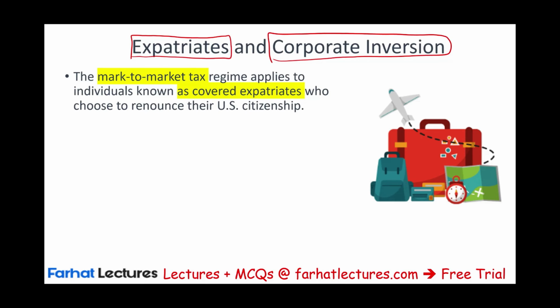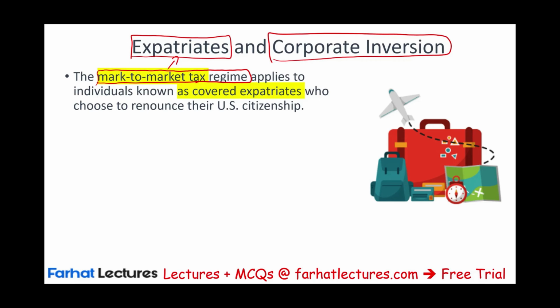We have something called mark-to-market tax. Mark-to-market tax is when an individual decides to leave the US, expatriate, denounce their citizenship. They want nothing to do with the US taxing system. They don't want to be considered a US citizen. What we have to do is this. We means the US government, the IRS. They would say, okay, now you're leaving. You might be subject to something called the mark-to-market tax regime.